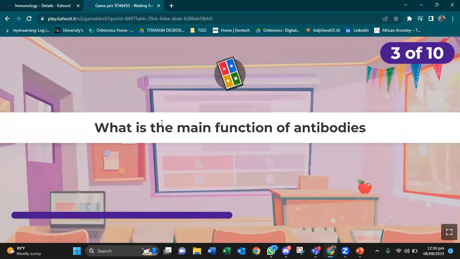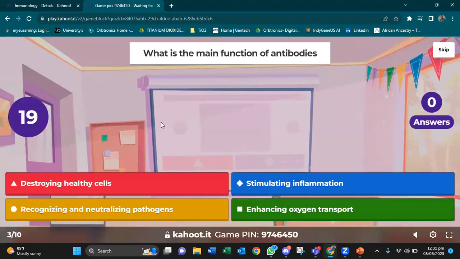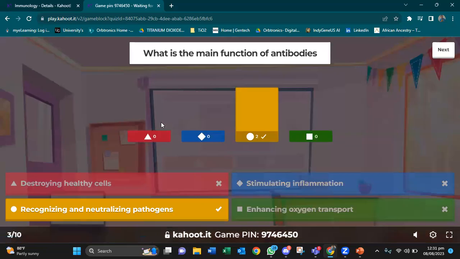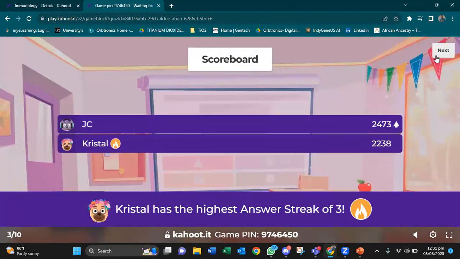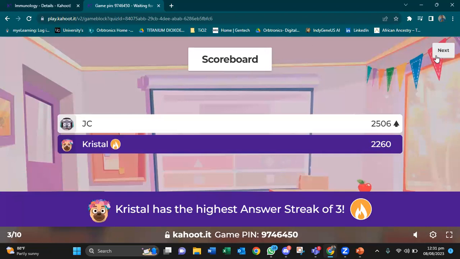Next one: what is the main function of antibodies? Do they destroy healthy cells, stimulate inflammation, enhance oxygen transport, or recognize and neutralize pathogens? Yeah, both of you did get it correct. They recognize and bind onto the antigens of the different pathogens, neutralizing them and making them useless. So Giovanni has passed Crystal, because he answered the question faster. So you have to keep that in mind.